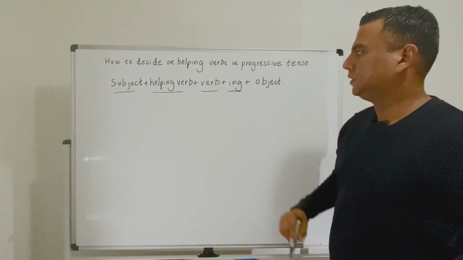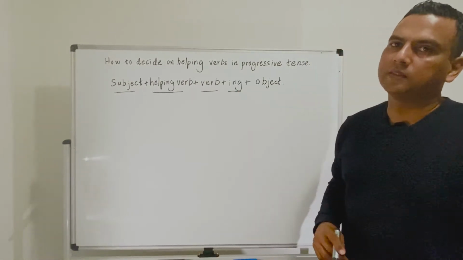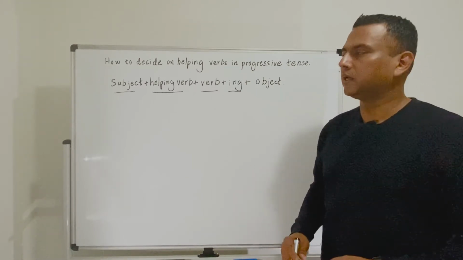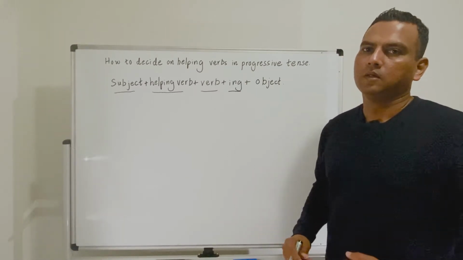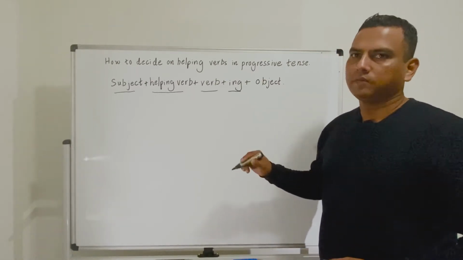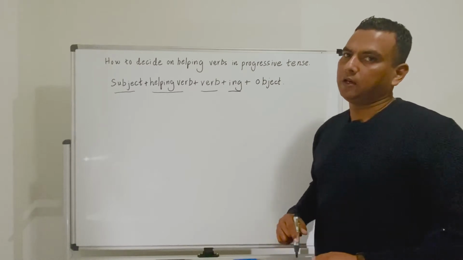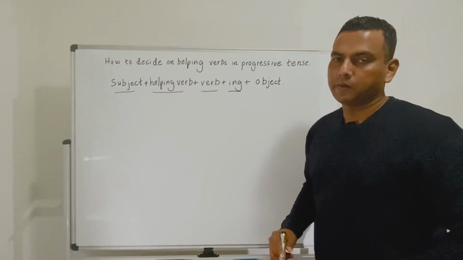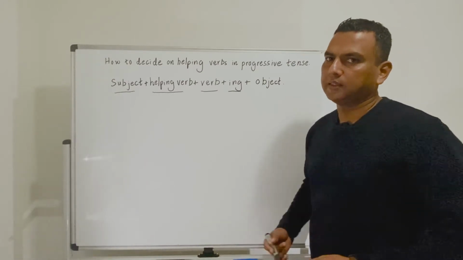Then we have the ing. So why are we using the ing in progressive tense? That is to show that the action is happening. For example, running, eat, eating. So likewise when you add the ing to the end of the main form of the verb, it gives the impression that it is something that is happening.